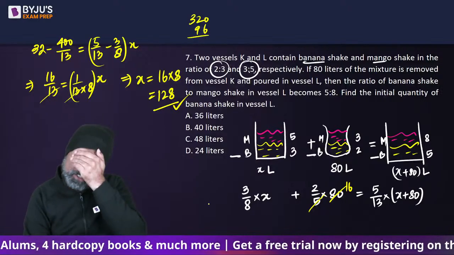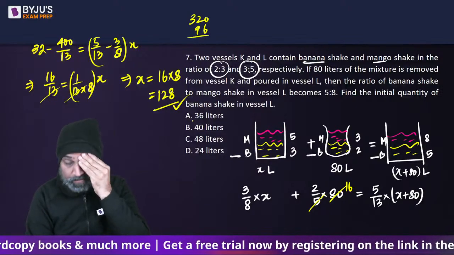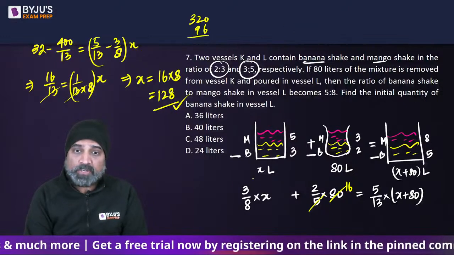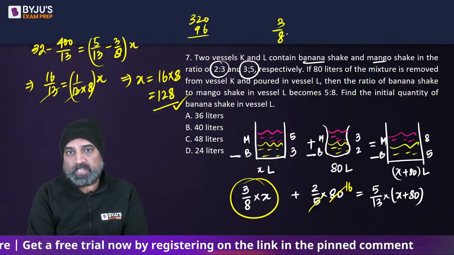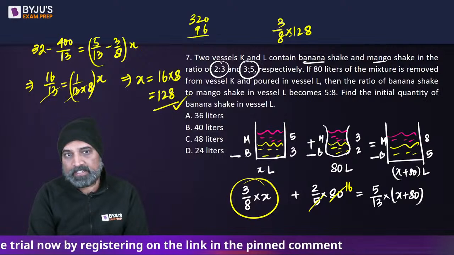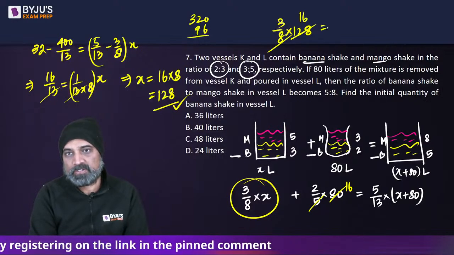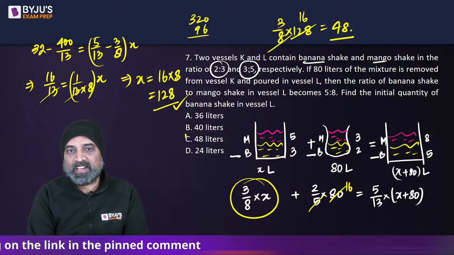अरे यार, banana shake given है ना? It's not overall. So the banana shake is going to be this much, which is going to be 3/8 of 128, which is going to give us 16. So this is 48. So banana is 48.